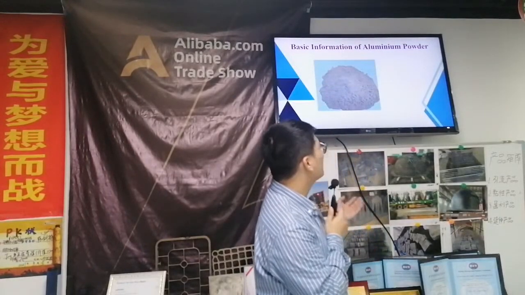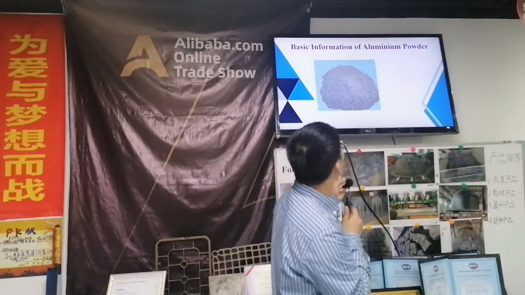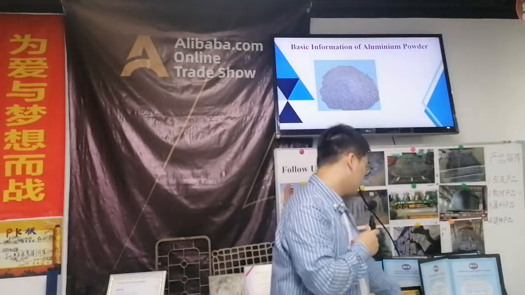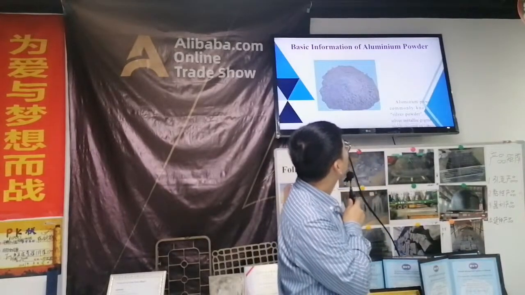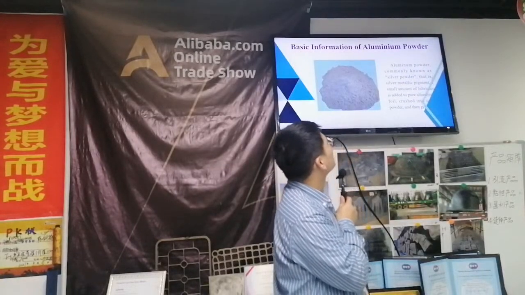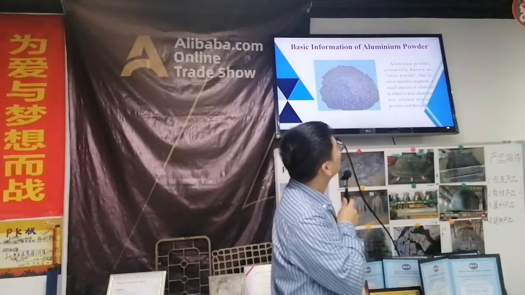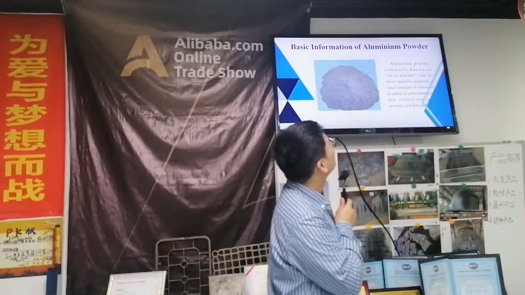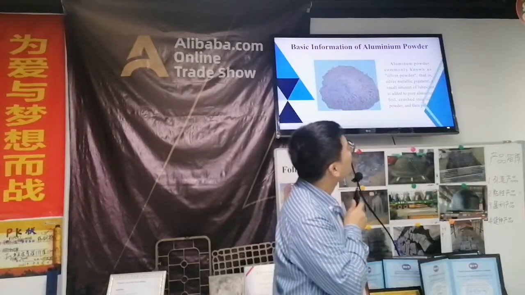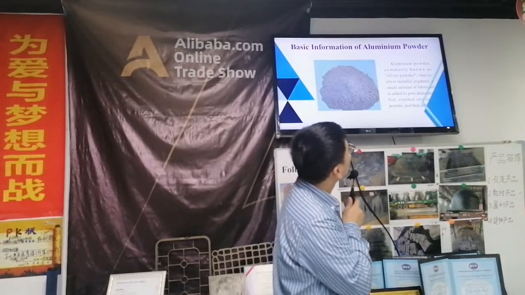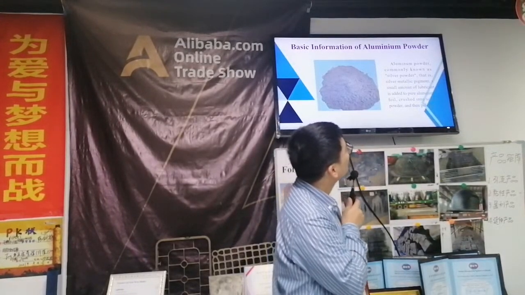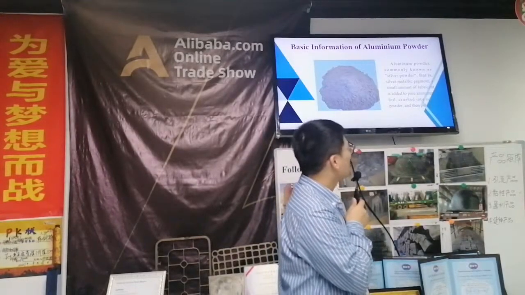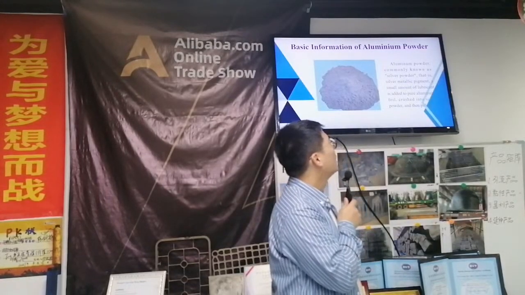Okay, this picture, the color is the same as the nickel powders as you saw before, but the aluminum powder, commonly known as silver powder, is a silver material pigment, a small amount of lubricant added to pure aluminum, gradually ground and then polished.